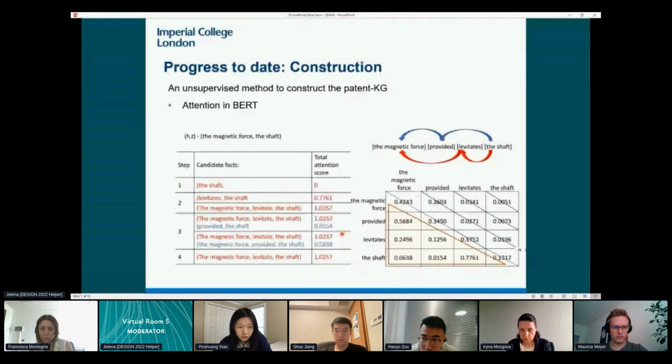We need to find 2 candidates, which is provided in between, and the result is 0.5838. The search will be stopped here, because the number of candidates has reached the limit of beam size 2 and also reached the marked ending position, the shaft. The 2 candidates now both have the attention scores from tail to relationship and relationship to head. The candidate with the highest attention score, here the magnetic force, levitates the shaft, will be kept and returned.